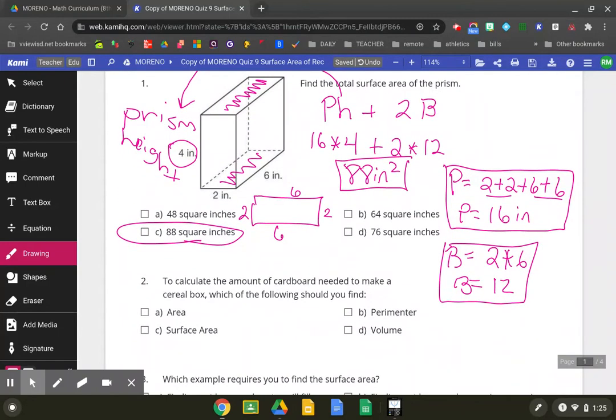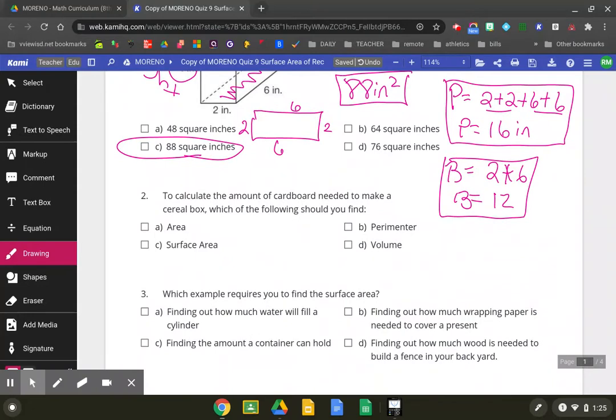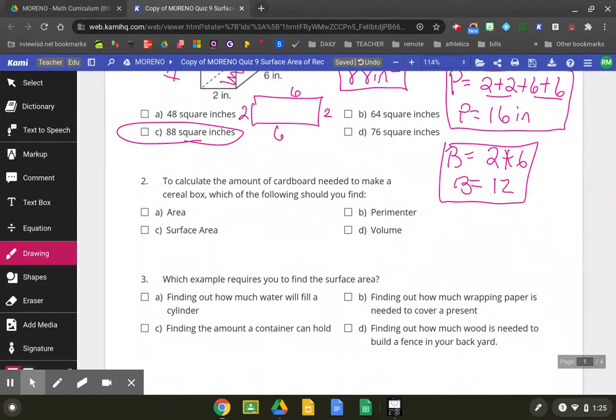Let's go on to number 2. To calculate the amount of cardboard needed to make a cereal box, which of the following should you find? We're looking at a cereal box. It's a rectangular prism, and we want to know how much is needed to make the cardboard. That's the outside. The answer is surface area. We're talking about the outside.